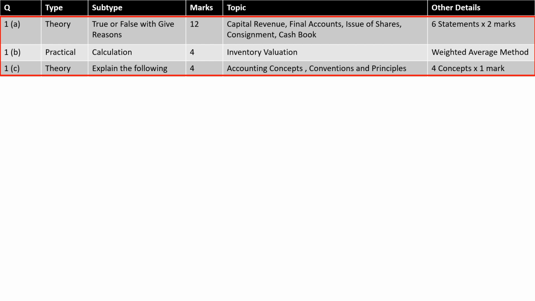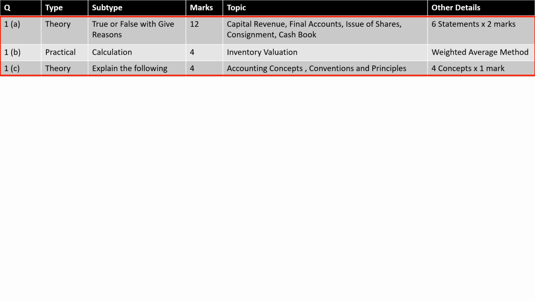The 1A question was for 12 marks. It was for true or false with give reasons. The topics which were covered in December 2021 were capital revenue, final accounts, issue of shares, consignment and cash book. There were exactly 6 statements. Each statement was carrying 2 marks. You are required to answer whether it is true or false, and you are also required to write the reason. So there was no internal option in those 6 different statements.